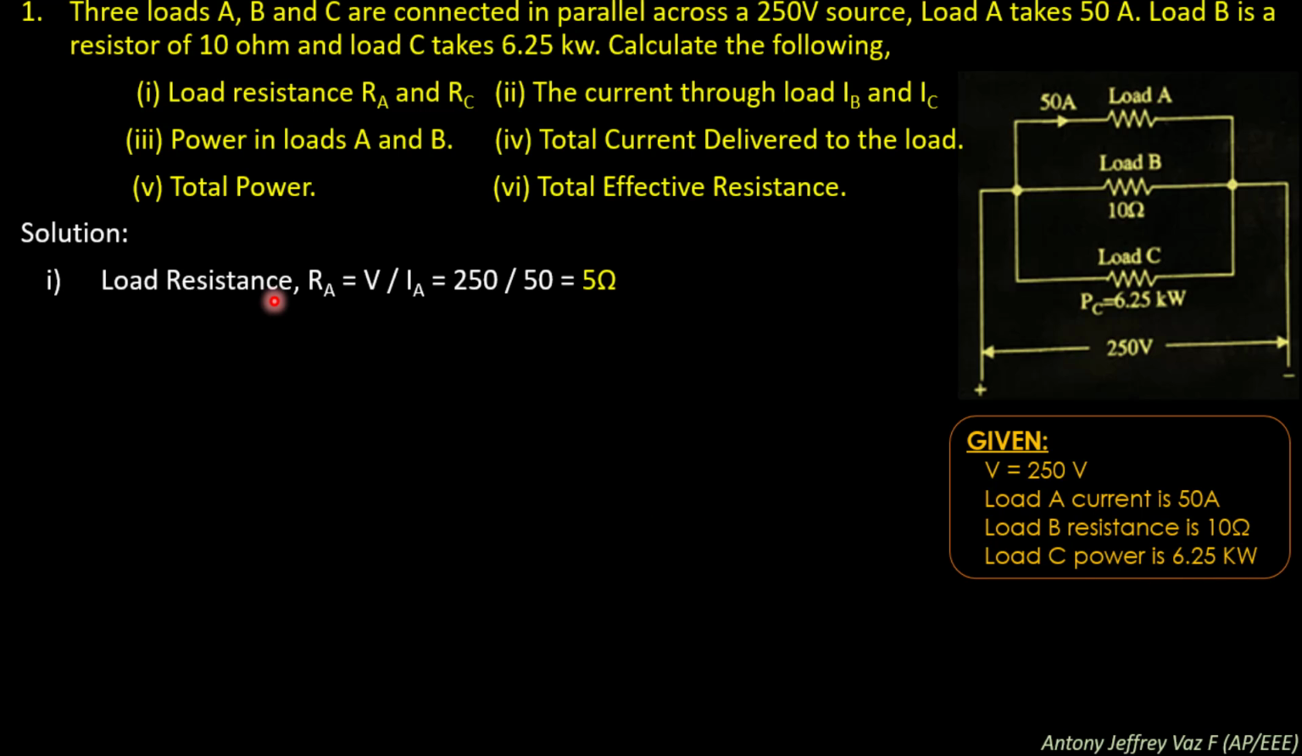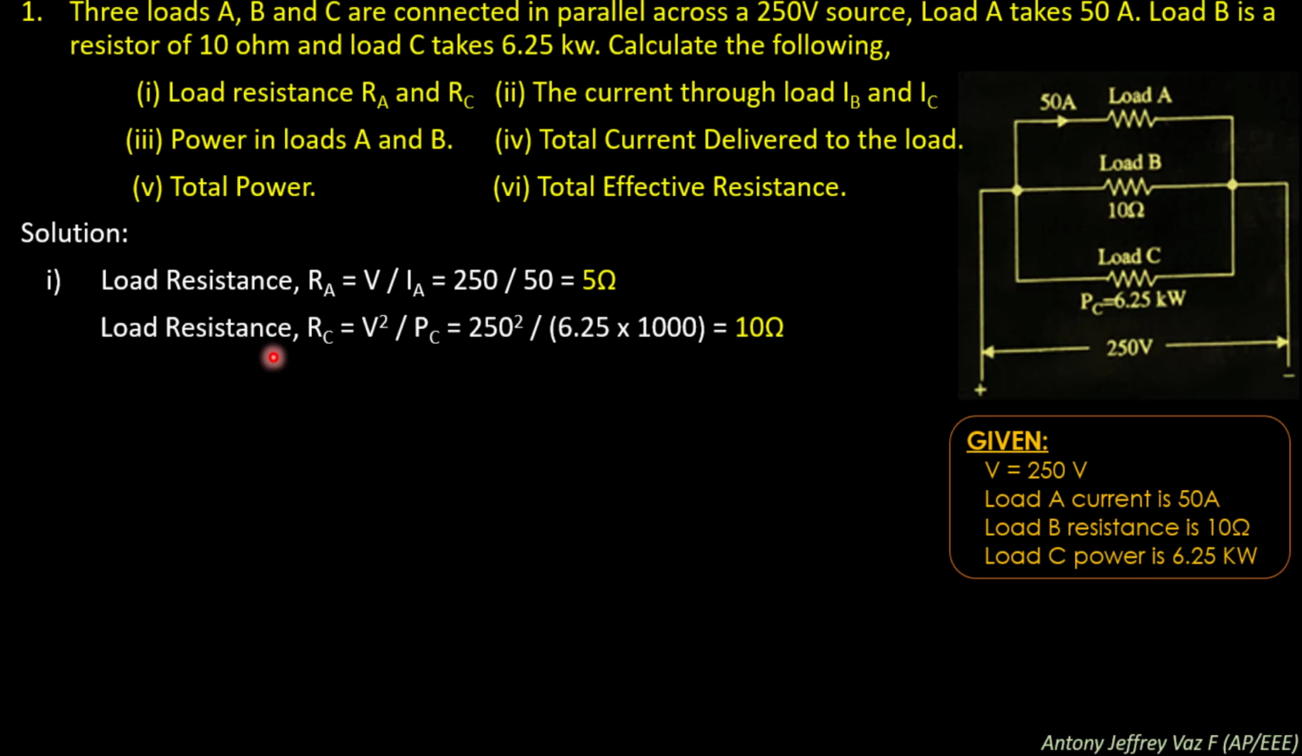Load resistance RA is equal to V by IA. So you need to find the resistance. Here we can use the Ohm's law. So RA is equal to V divided by IA. Here the V is known, which is 250 volt, and the current through the load resistance A is 50 ampere. So we will get 5 ohms as load resistance RA.